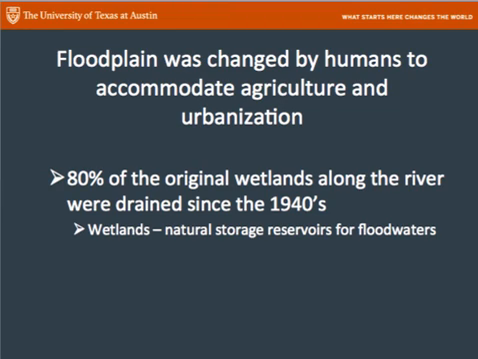So the floodplain was changed by humans to accommodate agriculture and urbanization. 80% of the original wetlands along the Mississippi River have been drained since the 1940s, and that's created a situation where floods can be much worse, much faster. So in a bit, we're going to do another lecture about what to do about floods.